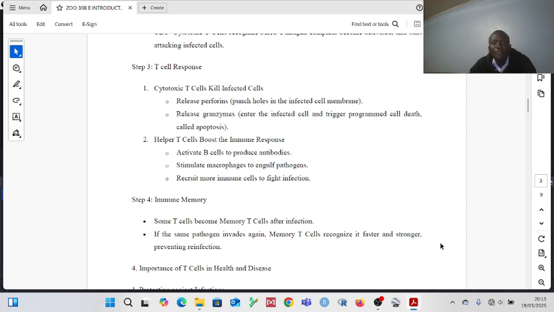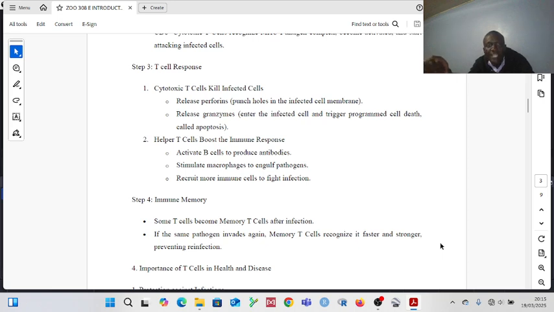Okay, so it will release the granzymes. It will release granzymes which will now enter. These granzymes will enter the infected cell. Once the granzymes have entered the infected cell, they will trigger a programmed cell death.